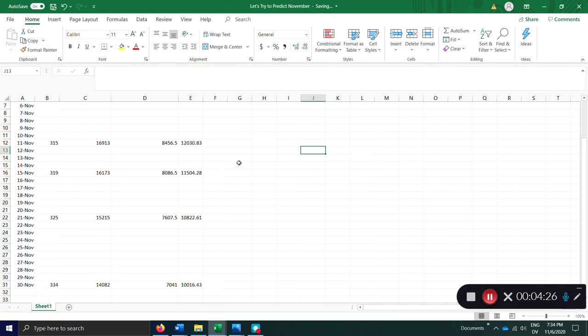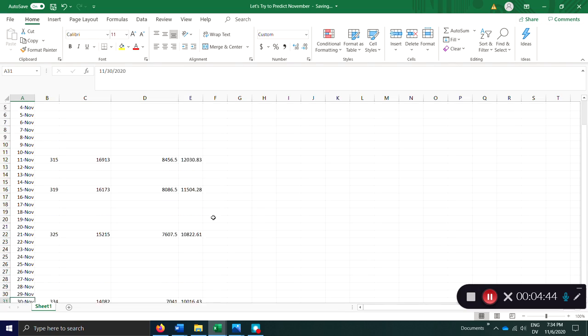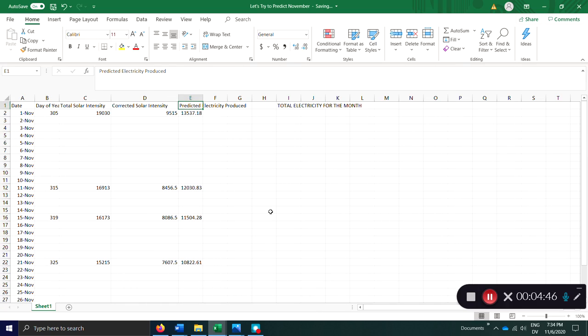So what that indicates to me is that instead of calculating this out for every single day, I could simply observe that, wait, I've got 30 days in November. If I knew on average how much electricity I'd produce on any given day, well, then all I'd have to do is use that average and know that I've got 30 days in the month and I can get a total. Makes life much easier.